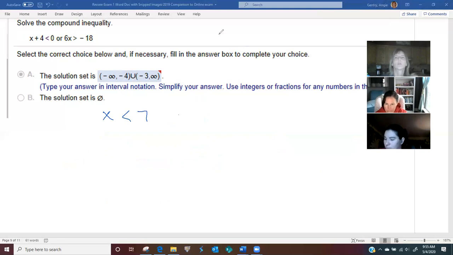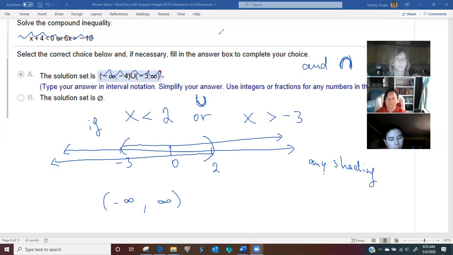Can I go back very far? Hang on a minute. When I have something like this, I do want to go ahead and show what if it said and, just so that you know what that means. If it said and, you would say, where's my double shading? And your final answer in interval notation would be -3 to 2. You see it? If it said and, double shading.